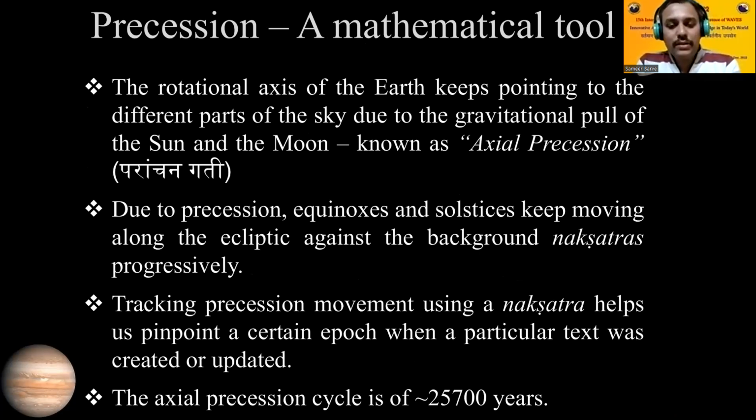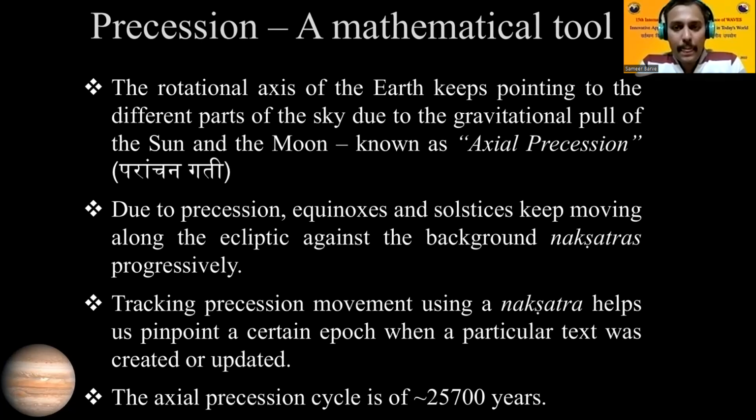And due to this precession, the equinox and solstice points, what we call as cardinal points, keep moving along the ecliptic, and they keep changing in the background of the ecliptic across all the 27 nakshatras. And the tracking of this precession movement across nakshatra cycle helps us pinpoint a certain epoch when a particular text would have been composed or last modified. This cycle is about 25,700 years.